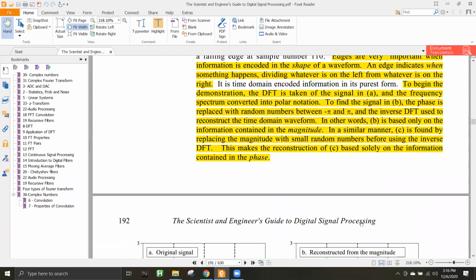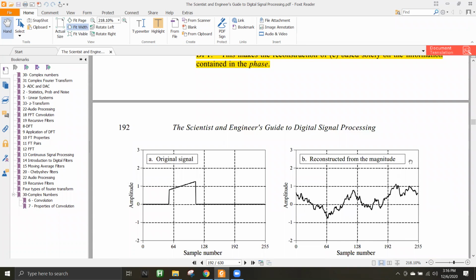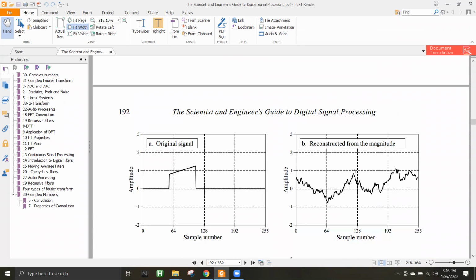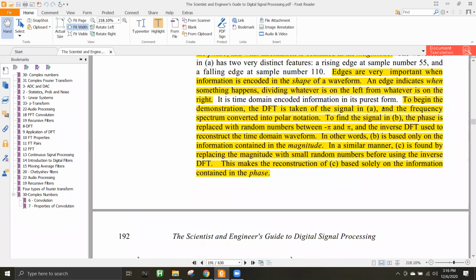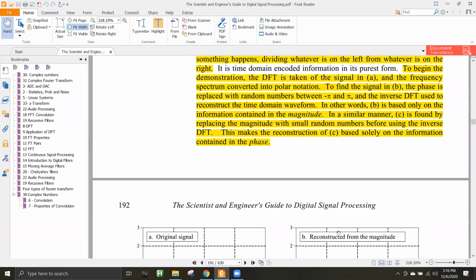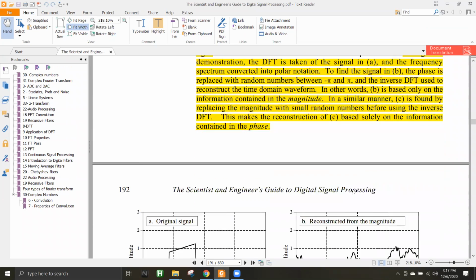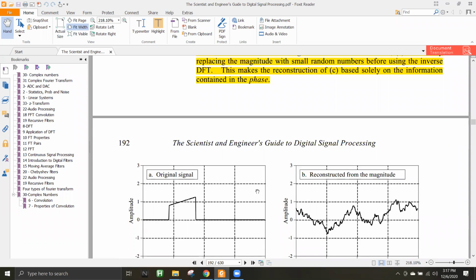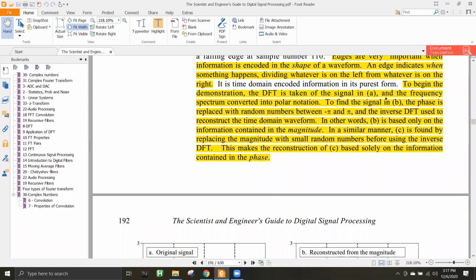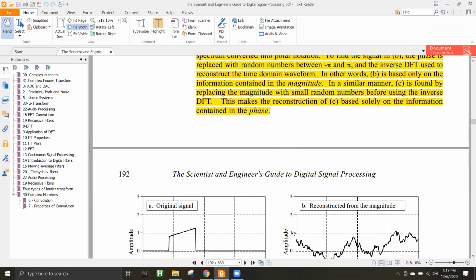Now why is that? Refer to this particular figure. This one was recreated from only the magnitude while discarding the phase. By discarding, we mean we replaced the phase values by random numbers. To begin the demonstration of the usefulness of magnitude and phase, they performed this experiment: they took the DFT of the signal in A, and then they have both the magnitude and the phase by converting to polar notation. Now they got back this B signal.